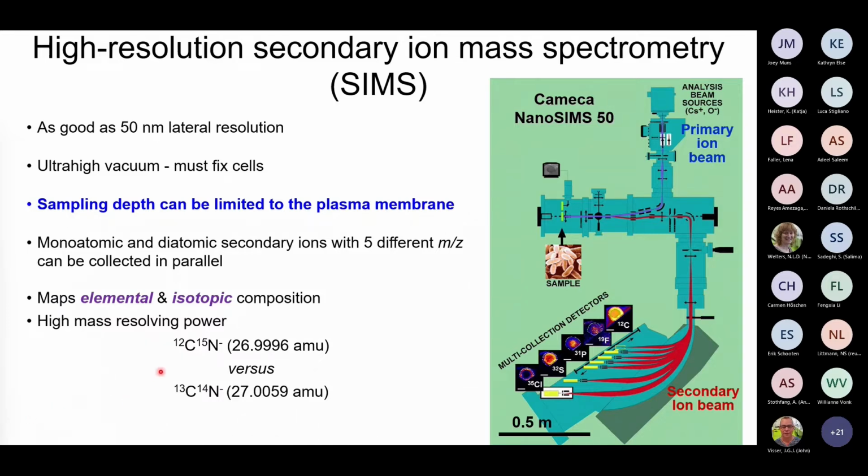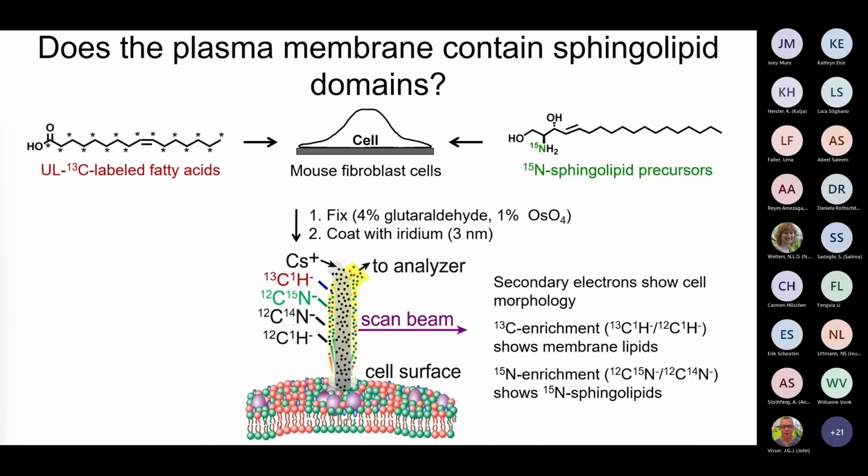So carbon-12 nitrogen-15, where nitrogen-15 is a rare stable isotope of nitrogen, has a mass of 27. And so does carbon-13, which is a rare isotope of carbon, and nitrogen-14, where nitrogen-14 would be the abundant isotope. So they have approximately the same nominal mass, but we could have no problem distinguishing them from one another with the NanoSIMS.